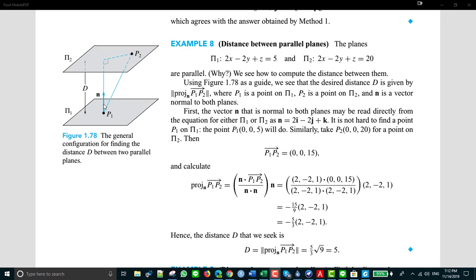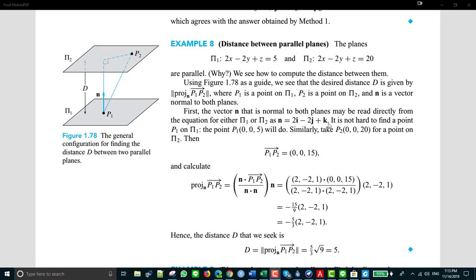Right, so we can write it as the projection of P1P2 onto the normal, where P1 is a point in plane 1, and P2 is a point on plane 2. And n is a vector which is normal to both planes. First, the vector n that is normal to both planes can be read off here. And so we get this.